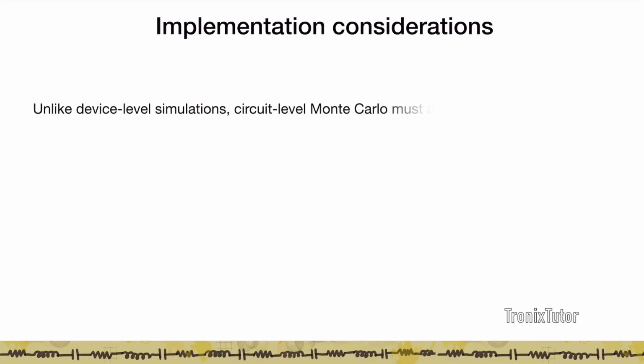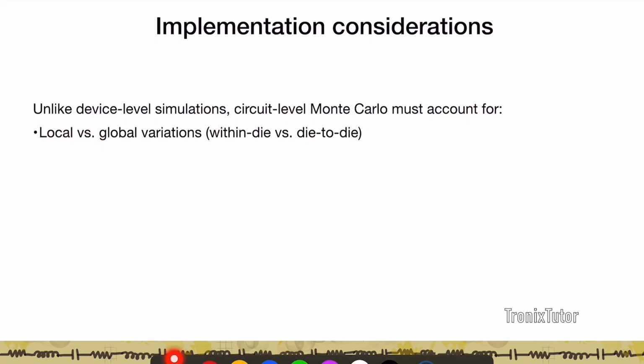So let's look at a few considerations. Circuit-level Monte Carlos tend to be a little bit more involved than device-level Monte Carlos, primarily because you need to deal with variations of two categories. You have local variation, which is nothing but within-die variation, and global variations, which can occur die to die or wafer to wafer. Additionally, you have to deal with covariance. For example, certain devices placed close together may track each other more than devices placed farther apart.